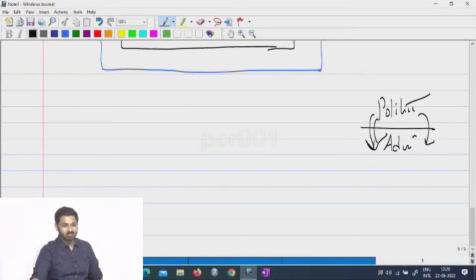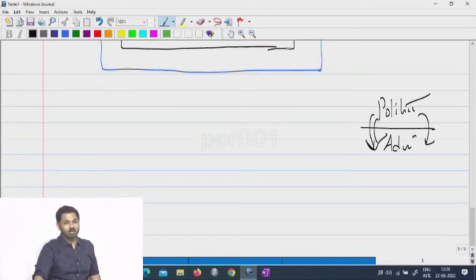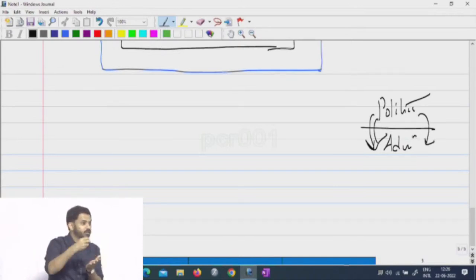Have you got the point? It means even the permanent executive was mostly political people only. So there is too much of politics in administration. That's why Woodrow Wilson came up with this concept of the politics-administration dichotomy. He says that politics needs to be separated from administration. But then he says, yes, it needs to be separated, but some kind of democratic control of politics over administration should also be there.